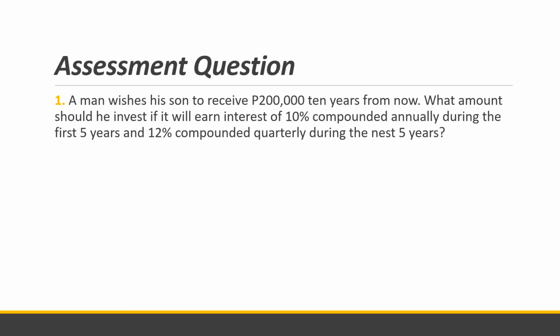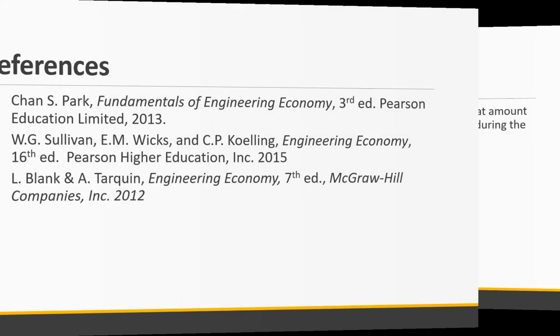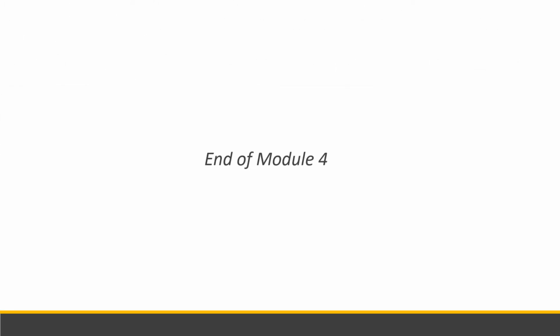But the condition here is what amount should you invest during the first 5 years and during the next 5 years, with different interest rates. So 10% compounded annually and 12% compounded quarterly. So you'll have to draw a cash flow diagram to better understand the problem. Okay, so references. So that ends our module 4 and thank you for listening.